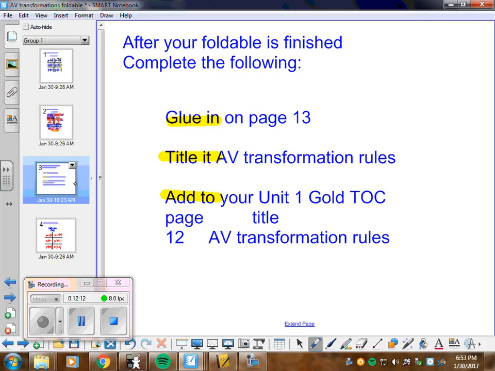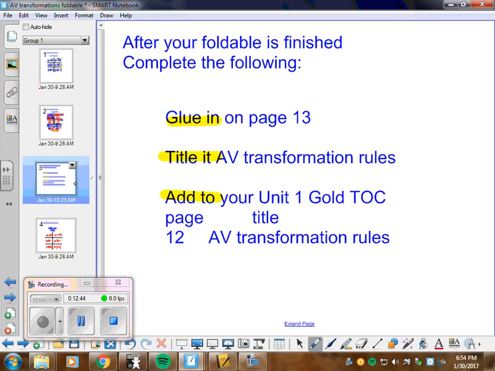I'm going to leave this page here a minute for you to finish, making sure you do all these parts. Glue it, title it, add it to your table of contents. All right, so I'm going to leave this a minute. Make sure you have it completed and that you've done all of these.